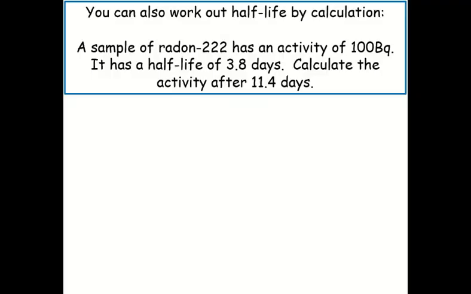Okay, so in order to work out this one then, our sample of radon-222 has an activity of 100 becquerels, it has a half-life of 3.8 days, calculate the activity after 11.4 days. So the first thing we need to do is work out how many half-lives it has been through.